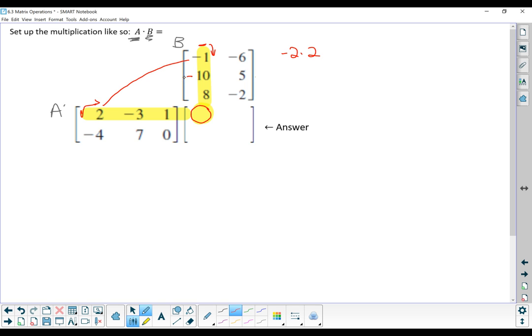And then you take the 10 and multiply it by the negative 3. And then you take the 8 and multiply it by the 1. And you add those together, and that's called a dot product. So we're multiplying the corresponding elements, and then we're adding each of those together.